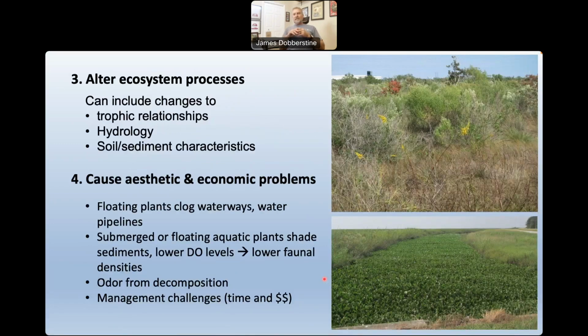So these species alter ecosystem processes like we talked about. That can include changes to trophic relationships. It can include changes to hydrology, to soil and sediment characteristics, like we talked about with tamarisk. So those are potential problems in terms of processes. They can also cause economic problems and aesthetic problems, like I mentioned. So in some instances, things like water hyacinth and salvinia can clog waterways. They can clog intake pipelines.